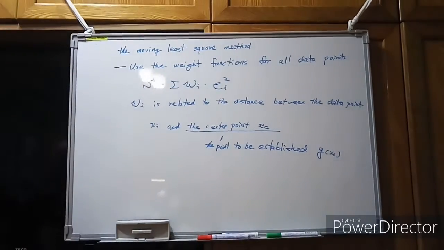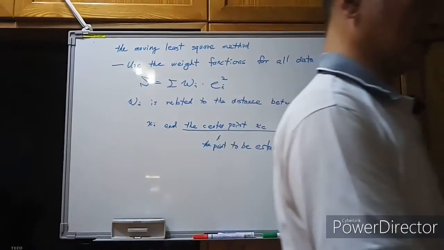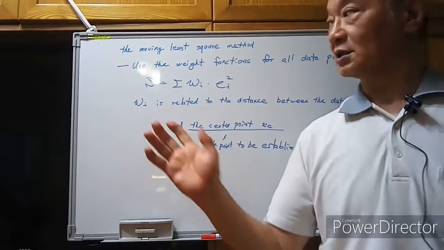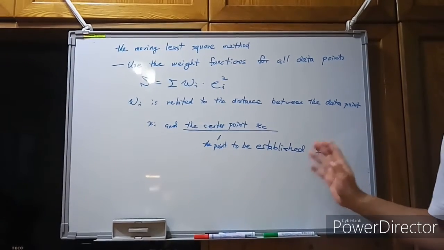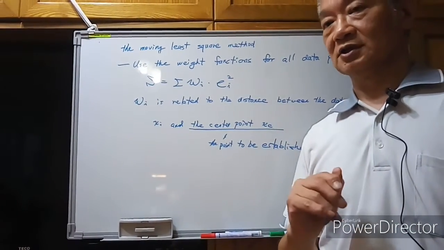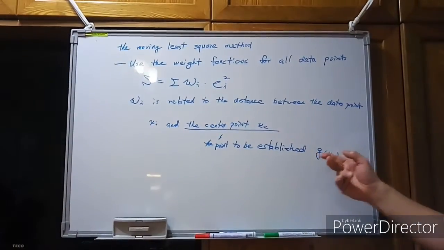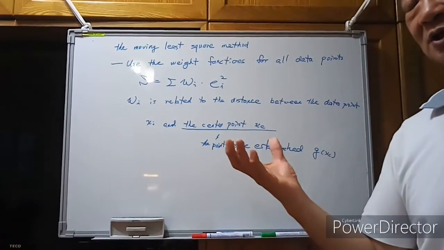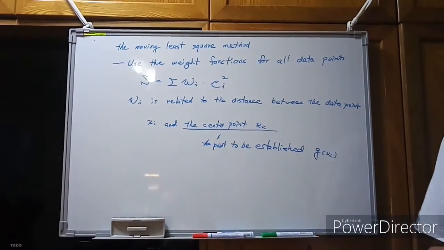Remember, the center point is the considered point. We will establish different approximate functions for all points inside the range. So remember the g of x is not only one function. In this derivation, we will get infinite g of x functions. So for each different center point, we will get a unique g of x function.